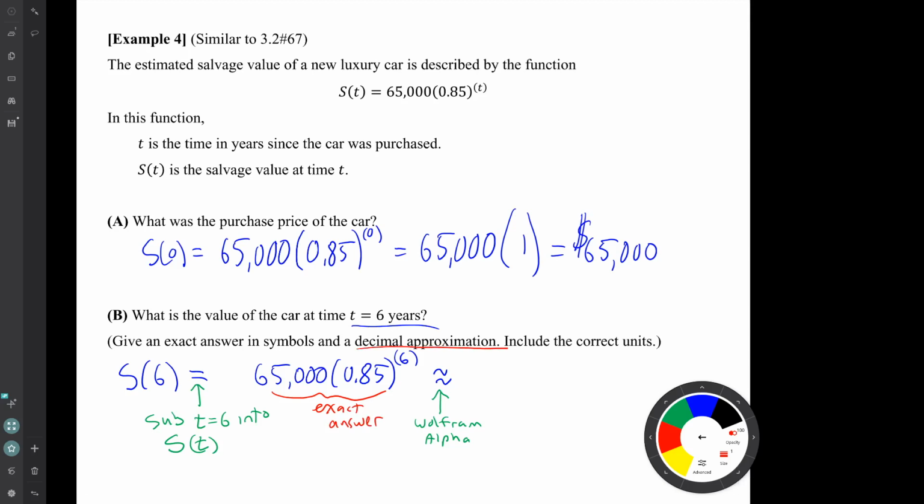So here's my usual style of solving these problems. I write down the solution in symbols first. That's the exact answer. In the very last step, I type that stuff into a calculator. The result is 24,515, roughly. And that's in dollars. The correct units are whatever the units are for the function S parentheses t. I should have said here that the salvage value is given in dollars.